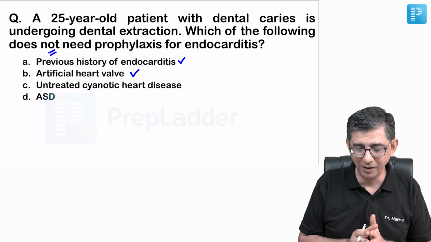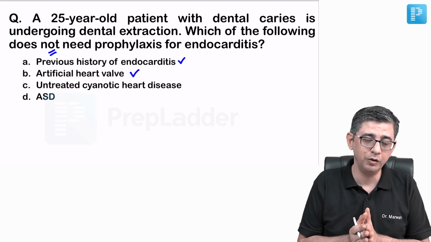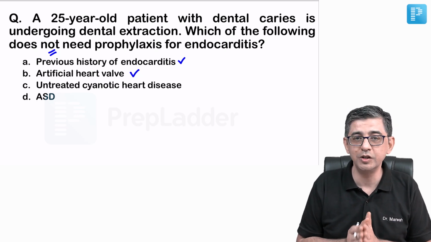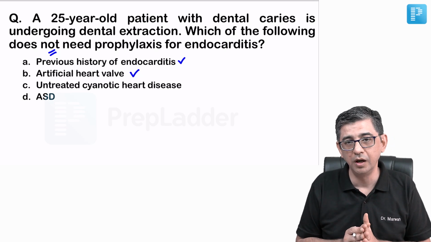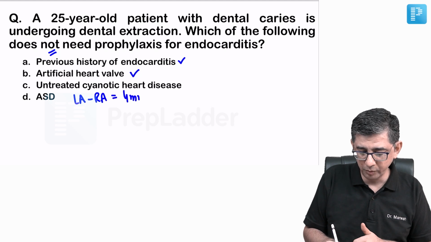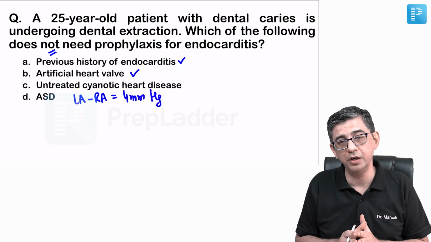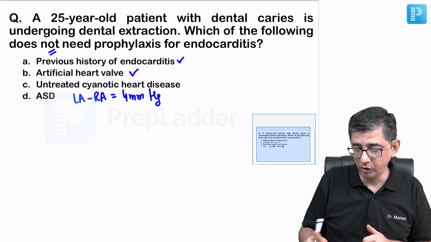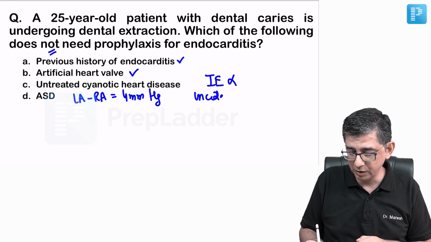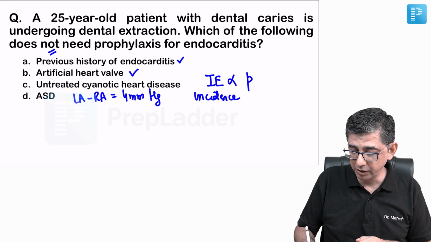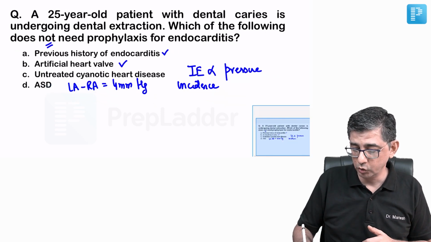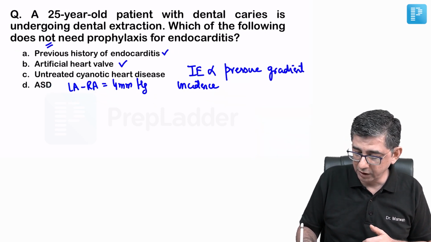Then was untreated cyanotic heart disease and ASD that are left. Now, my point is, one of the very common cyanotic heart diseases is, let me say, tetralogy of Fallot. And tetralogy of Fallot has an ejection systolic murmur. That means it's a high pressure shunt. Whereas in ASD, the pressure difference between the left atrium and the right atrium is only 4 millimeters of mercury, which means that it is a low pressure shunt. The very basic fundamental aspect that I've taught with respect to infective endocarditis is that the chances of development of infective endocarditis in a person is directly proportional to the pressure gradient in the heart. You see conditions like mitral regurgitation, you have a high pressure gradient. So therefore, they are more predisposed to development of infective endocarditis.